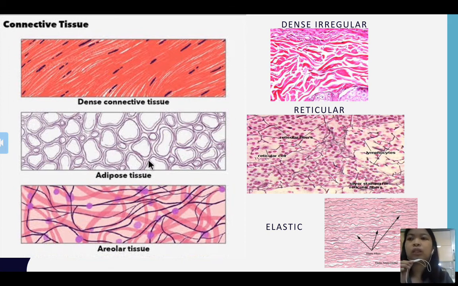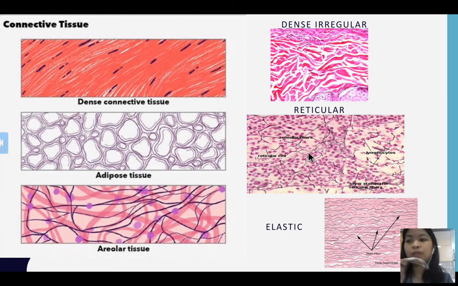Diba? Ito yung tinatawag nating fat cells. Kasi kaya sila ganyan, yung malalaki yung spaces in order for it to store energy that we absorb from the nutrients, different nutrients. Next, we have here areolar tissue. So these are thin membranes. Ayan, so kung makikita nyo, maninipis yung fibers niya.